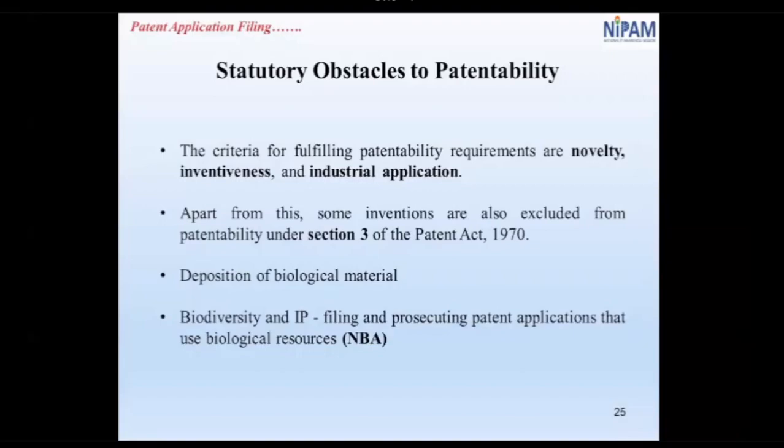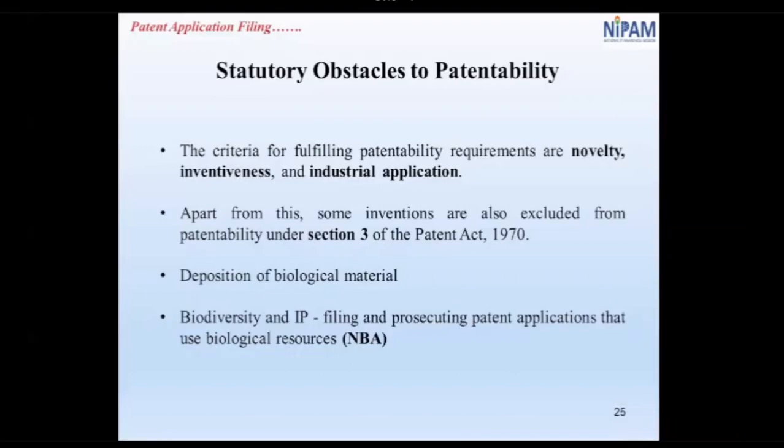The criteria for fulfilling patentability requirements are novelty, inventiveness and industrial application. That means whenever you are applying for an IP application before Indian patent law, your invention should be novel. That means it should be new. It should contain inventiveness. That means it should have some inventive merit, a significant technical advancement over the existing prior art. Novelty and inventiveness are two different kinds of things. Novelty means it should be new, and the inventive step is the most significant part of the IP specification. When we are checking, most of the applications fall under this inventive step hurdle or problem.